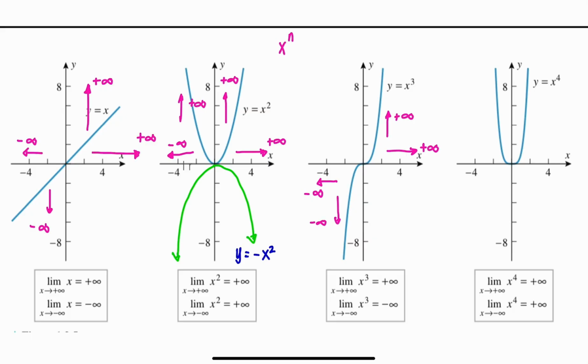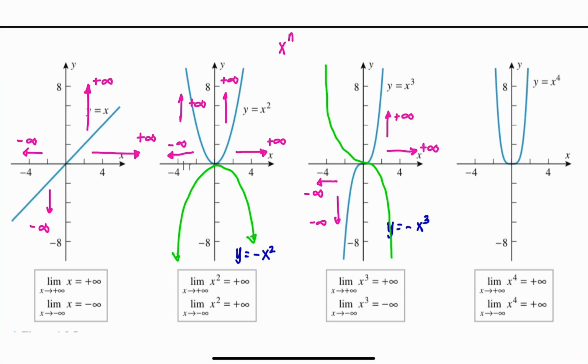If the curve is y equals negative x cubed, it would be a mirror image of this curve right here. So the curve would look like this. And so if we're asked to find the limit of negative x cubed as x approaches positive infinity, our limit is negative infinity. And the limit of negative x cubed as x approaches negative infinity would be positive infinity because y is increasing.